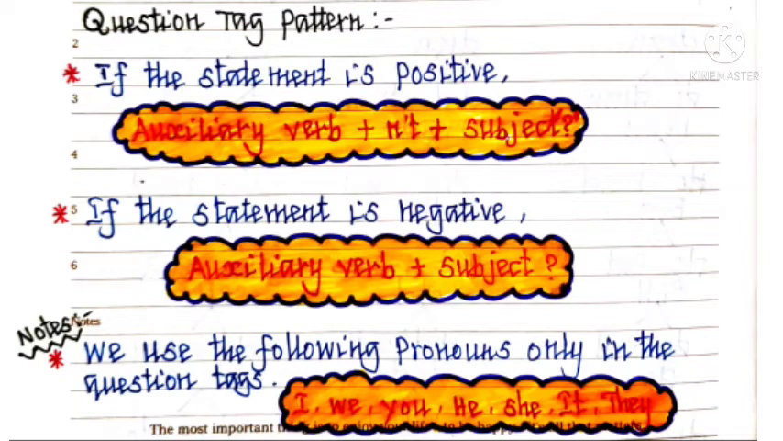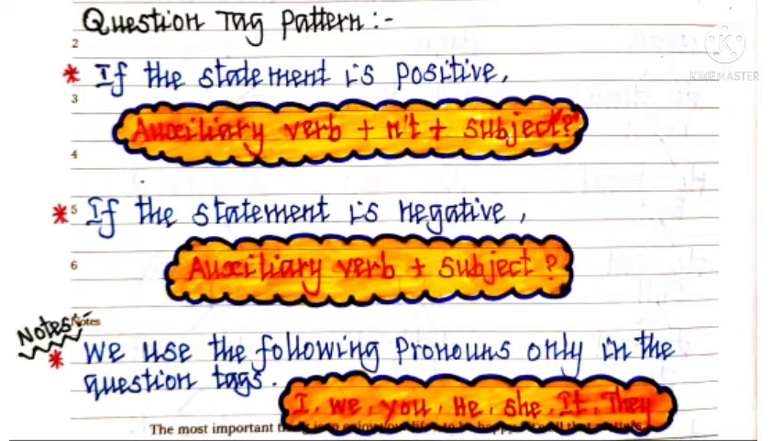Now let me teach you the pattern of question tag. So the question tag has two patterns. One is if the statement is positive, we can write the negative pattern. If the statement is negative, we have to write the positive pattern. Okay, so if the statement is positive, auxiliary verb with negation word and subject. So subject should be a personal pronoun.